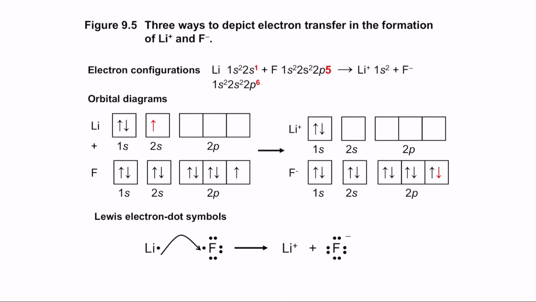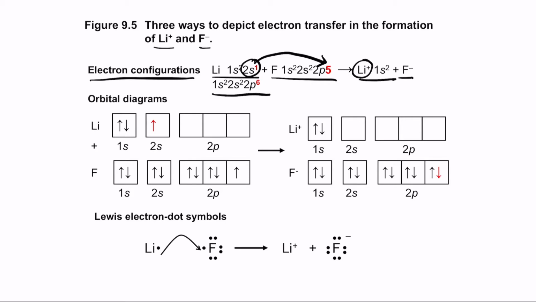So let's take an example of the formation of lithium fluoride. There are 3 ways we can depict this. The first way is by electron configuration. We have lithium, which is 1s2 2s1, and fluorine, which is 1s2 2s2 2p5. Notice that this 2s electron is donated to the fluorine, creating Li+, which becomes 1s2, and F-, which becomes 1s2 2s2 2p6. Notice that this 1 electron is the one that goes to the fluorine atom.